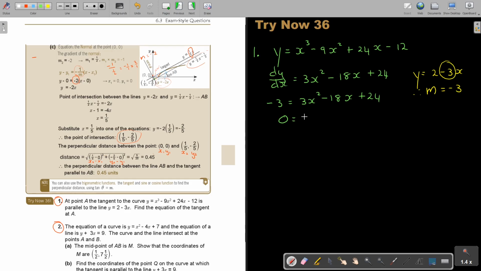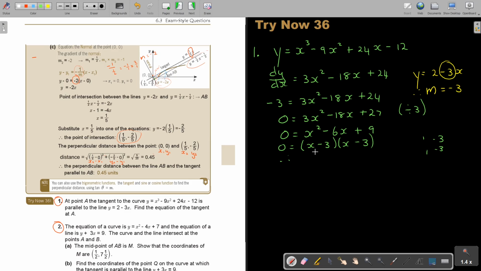And then I simplify it, and I get 27. Before I factorize, I can divide by 3. It's easier then. And now I can factorize. The signs are negative, negative, so it's 0 equals x minus 3, x minus 3. So therefore, x is 3.